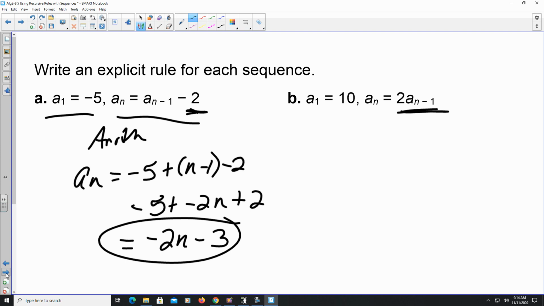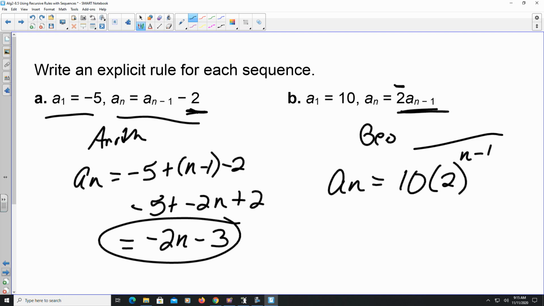Here, it is geometric, but I know what my a sub 1 is, and I also know that my common ratio is 2. So knowing that it's geometric, I can say a sub n is going to be equal to 10, which is a sub 1, times 2, which is the common ratio, raised to the n minus 1 power. Yep, that's what it is.